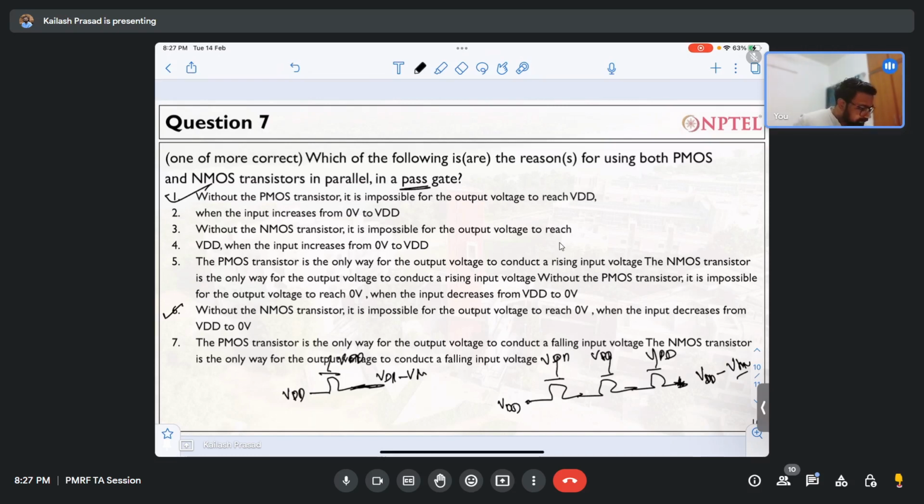Okay, let me simplify this for you. The answer is VDD minus VTH. Actually, it depends upon the gate voltage, VDD. That is the gate voltage. What is the output? Yes, that is correct.